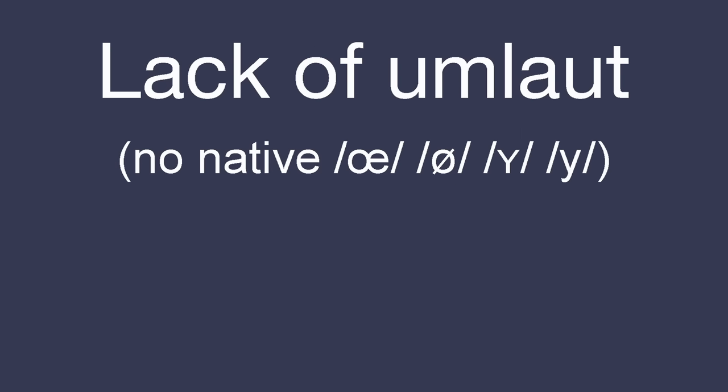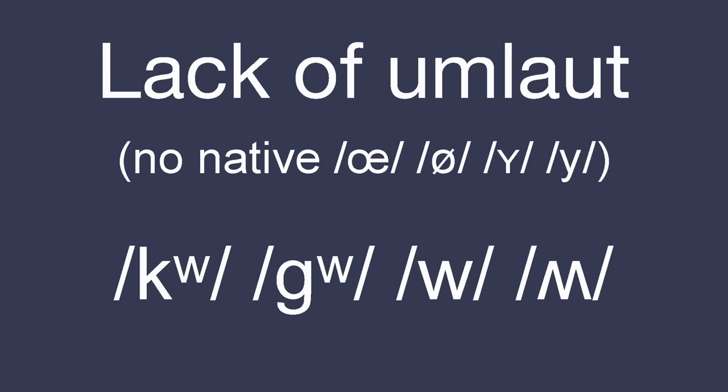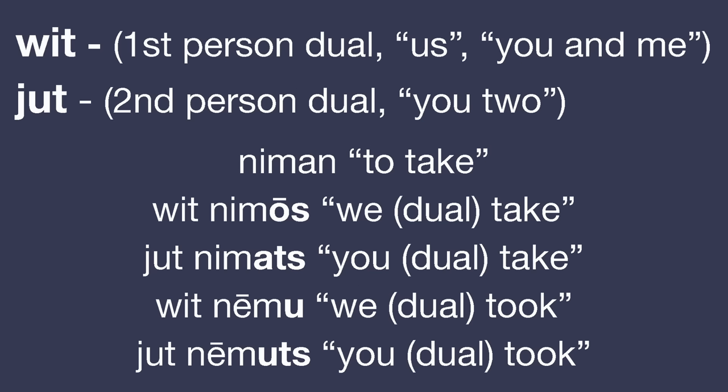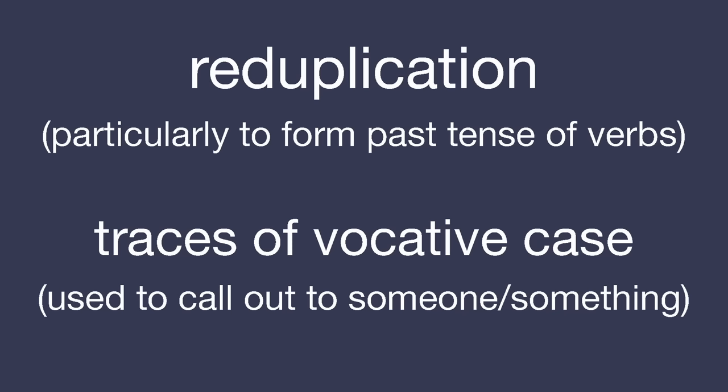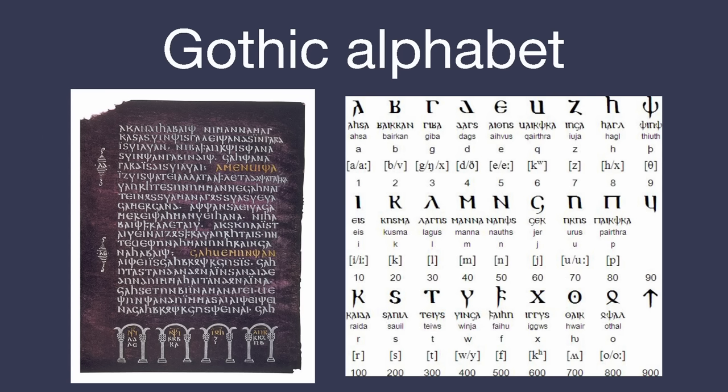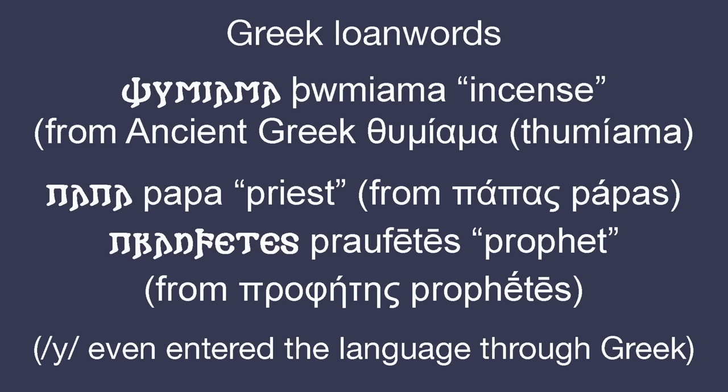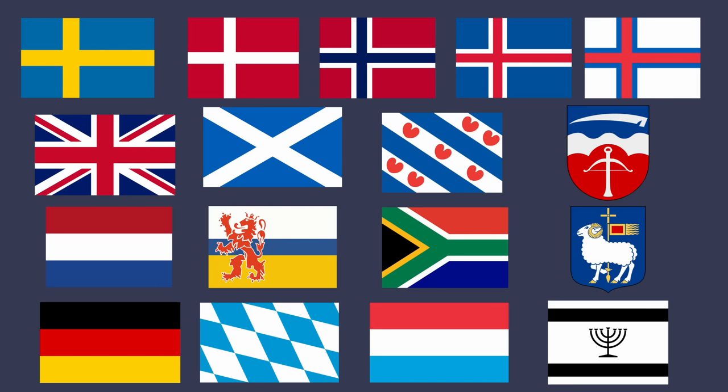Notable among its features was the lack of umlauts, labiovelar consonants qua, gua, wa, and hua, dual persons that were conjugated onto verbs, reduplication in some words, and traces of vocative case. Gothic was also written with its own alphabet. It bears a semblance to the Greek alphabet, and overall, there are a sizable amount of Greek loanwords in the language. And those were all the Germanic languages.